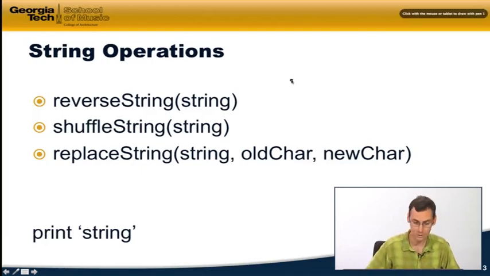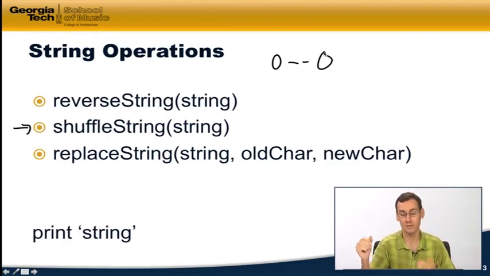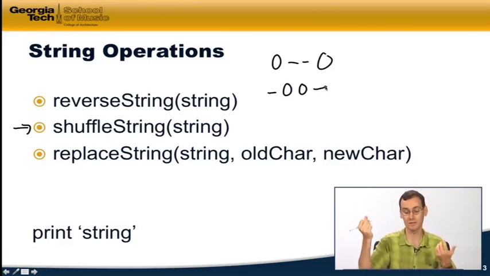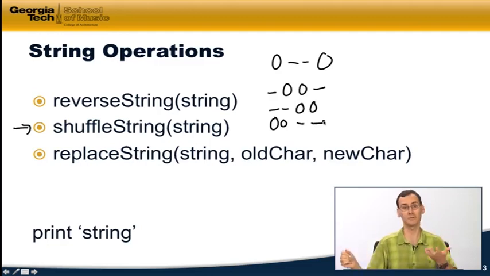The next one is shuffle string. So shuffle string just randomizes the order of characters in my string. So if I had 0 minus minus 0, it might randomize it to be minus 0, 0 minus. Or it might randomize it to be minus minus 0, 0. Or 0, 0 minus minus. Each time you call shuffle string, it's going to do a different random shuffling of all those characters in the string.